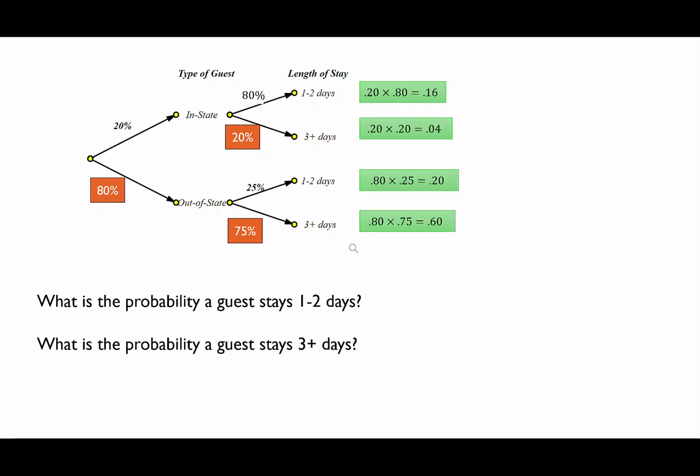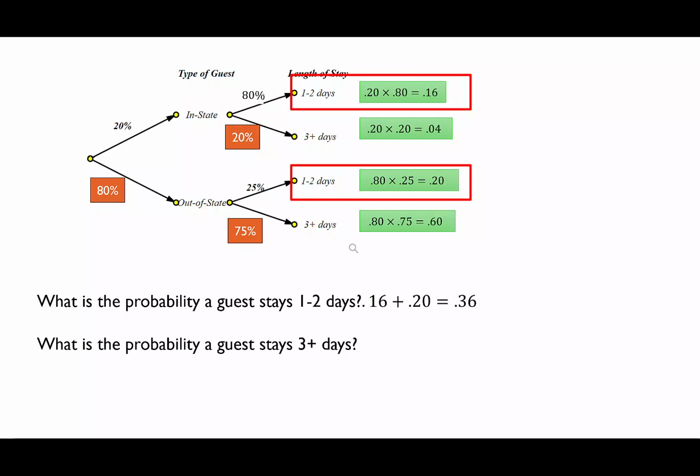So our first question is, what is the probability a guest stays 1 to 2 nights? So we have 2 places that guests stay 1 to 2 nights, in-state guest and out-of-state guest. We need to add up the 1 to 2 nights in-state and the 1 to 2 nights out-of-state. That's 0.16 plus 0.20, which is 0.36. So 36% of our guests are only staying 1 to 2 nights.